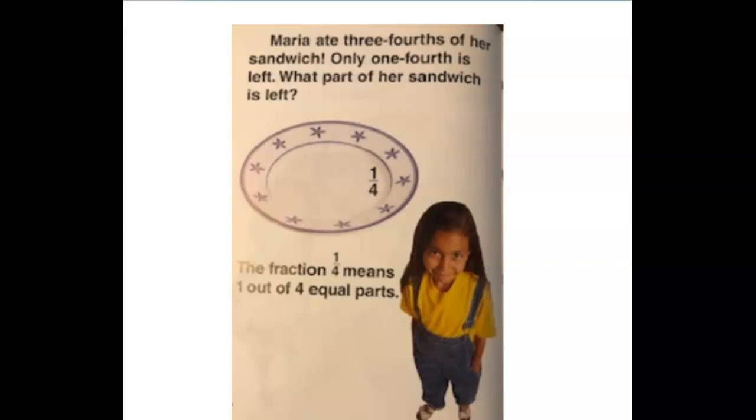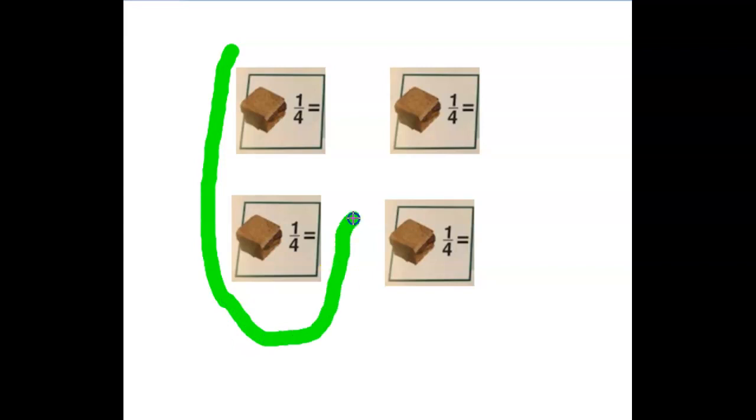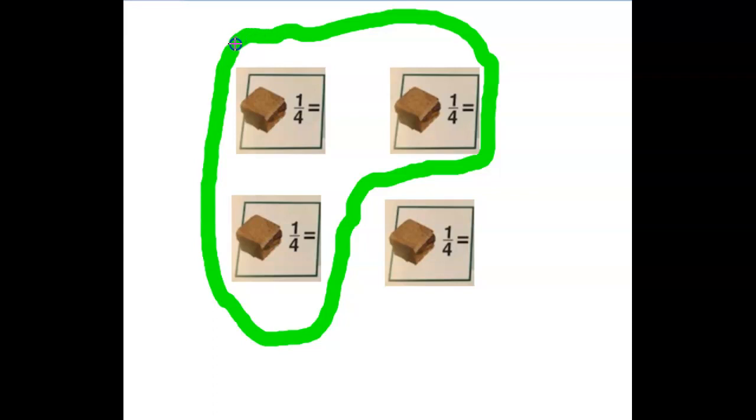So let's look at that. If she had 4 parts, Maria ate, let's just make a big circle around what she ate. Let's see if we can do that. She ate 3 of the 4 equal parts. And what does she have left? What is left over? 1/4 is left over, right?